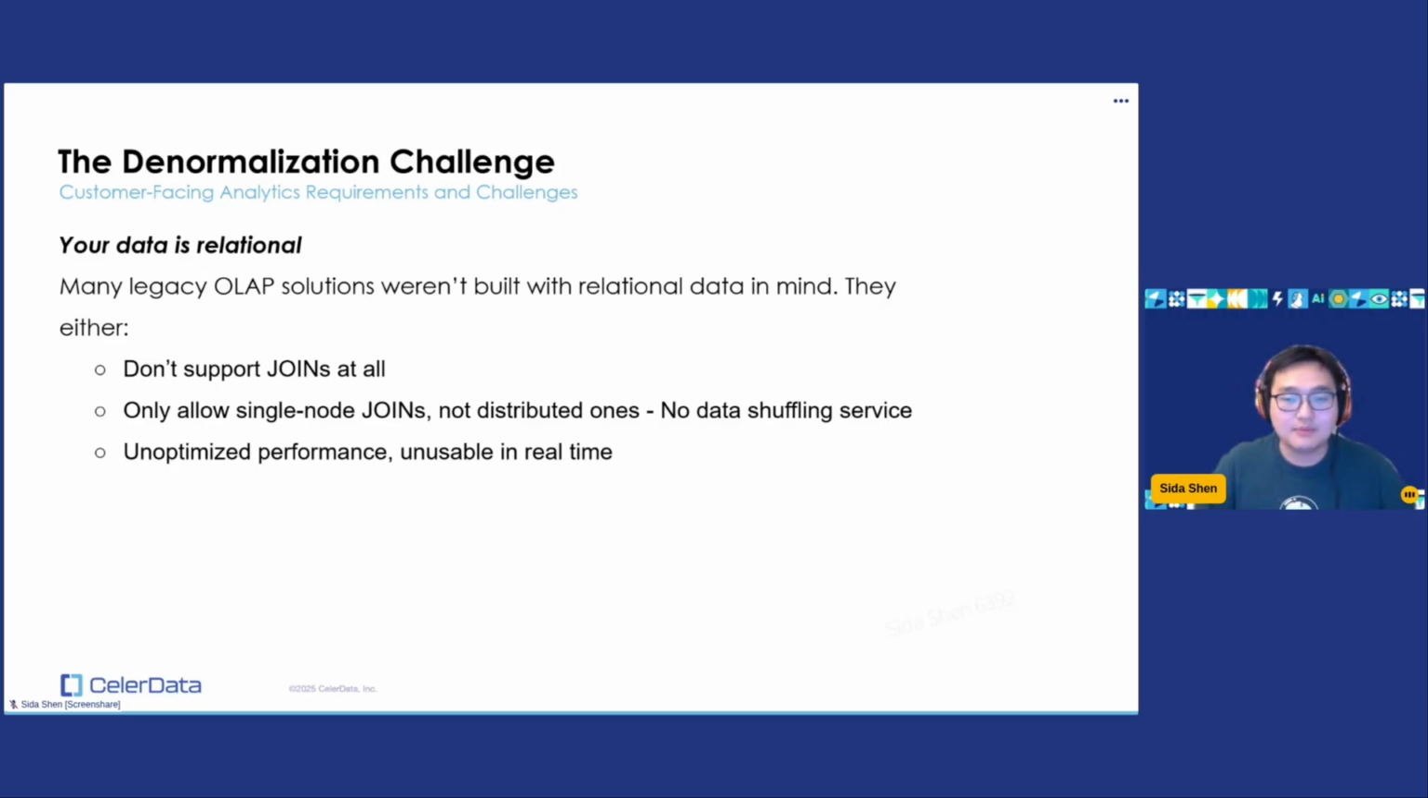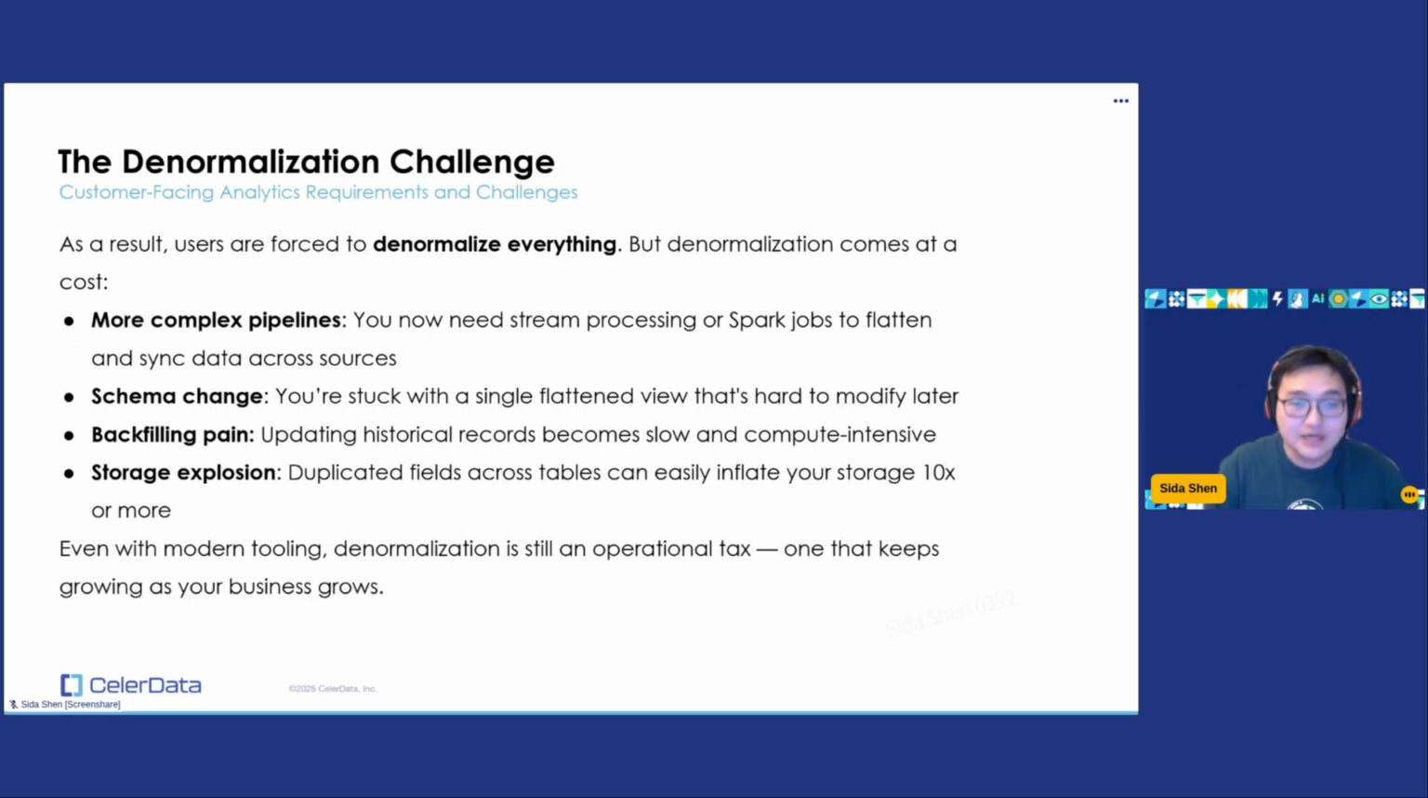And unoptimized performance, right? Yes, they can do that at scale, but it's really unusable in real time, especially for customer-facing workloads. So as a workaround, users are forced to denormalize everything, basically pre-joining all of the tables into one big flat table.